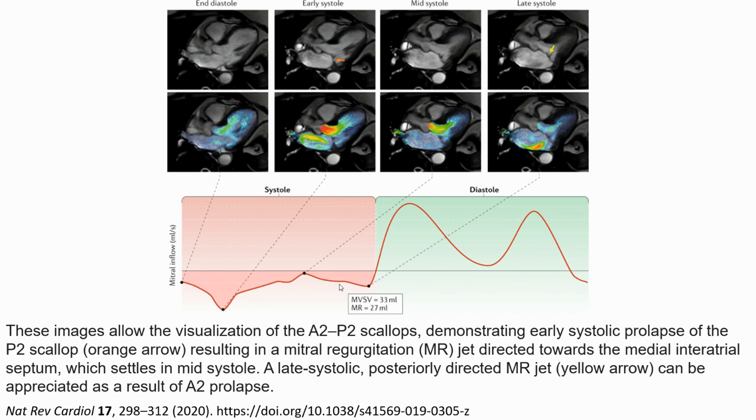resulting in the mitral regurgitation jet directed toward the major interatrial septum, which settled in the mid-systolic posteriorly directed jet, which can be appreciated as the result of A2 prolapse. Thank you.